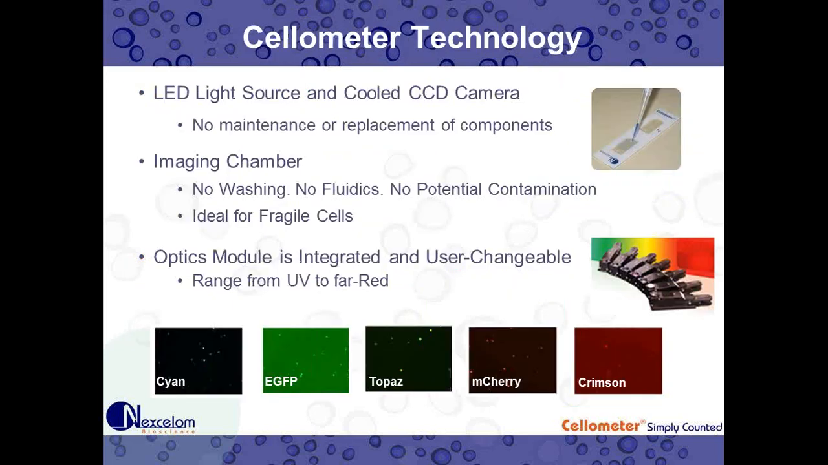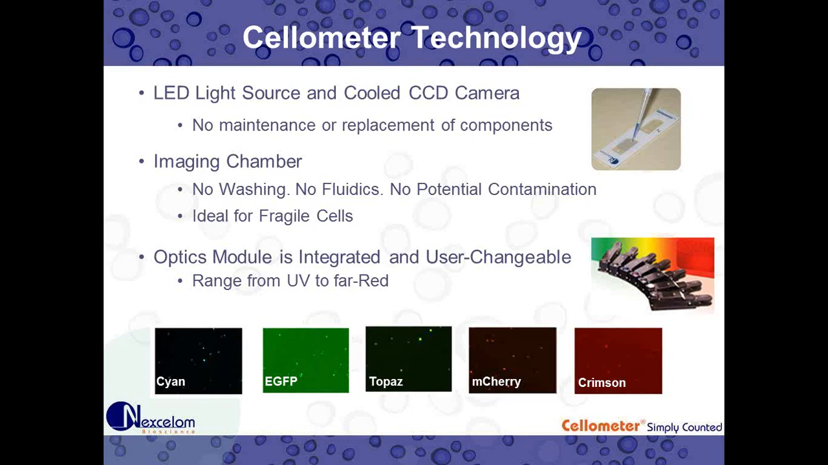Cellometer technology is based on an LED light source and a cooled CCD camera. There is no maintenance, no replacement of components. It's a very robust system. We utilize an imaging chamber, so there is no washing, there's no fluidics, no potential sample contamination, and reduced potential for contact with any infectious samples, and this is really ideal for fragile cells such as hepatocytes and adipocytes.